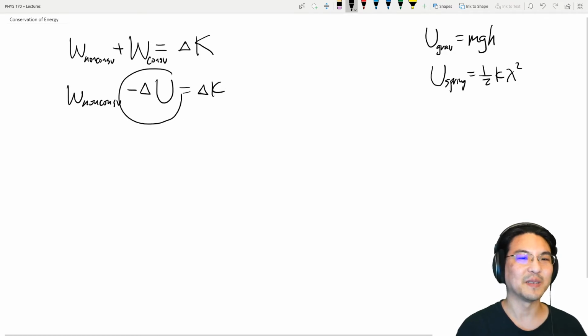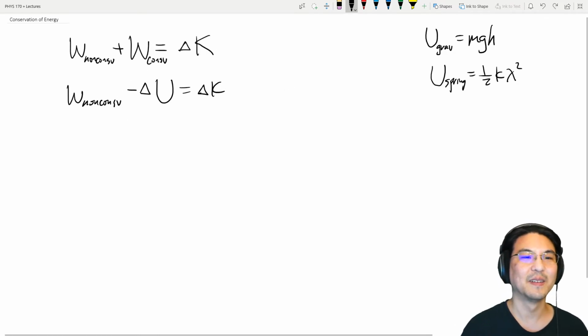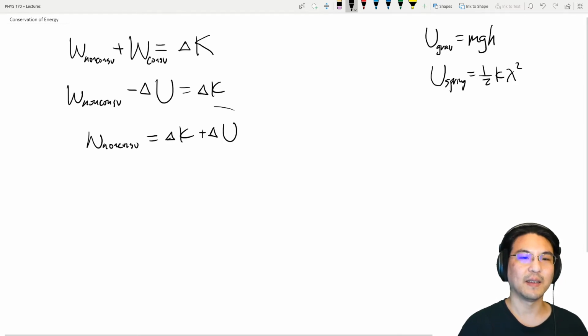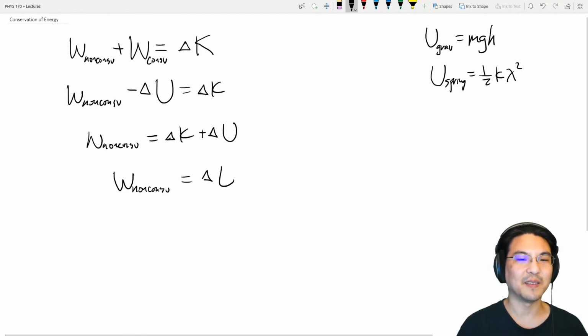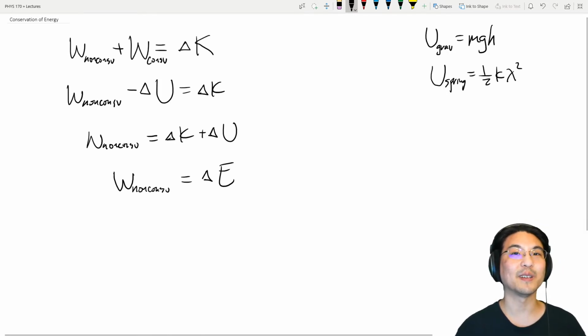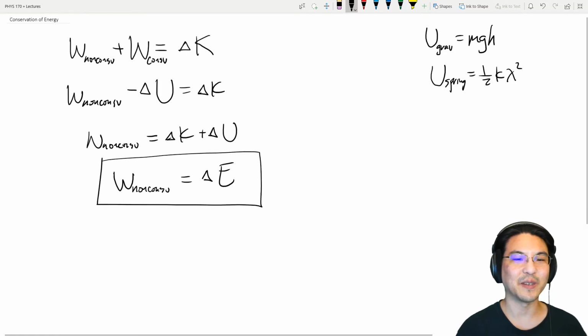Now, if we take a look at this, let's move this on the other side. Okay, and what happens is we can bundle together kinetic energy and potential energy, and we'll just call it mechanical energy. We'll call it E, mechanical energy. So mechanical energy is kinetic energy plus potential energy. Okay, and then here we go. We can start our problem solving here.